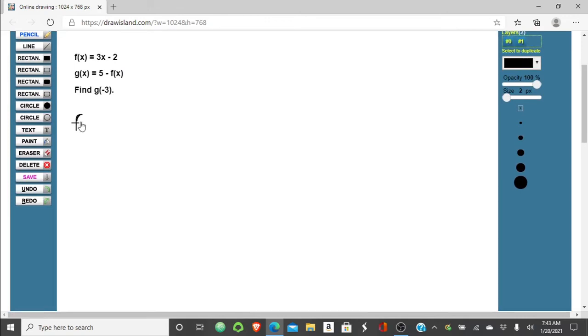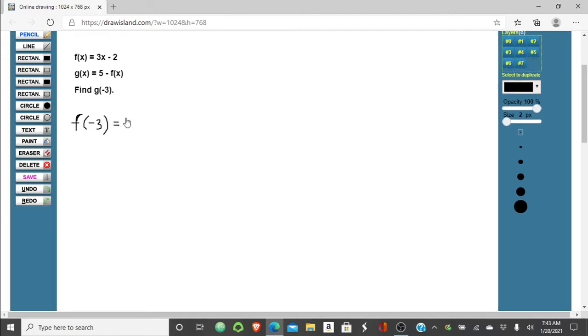So f of negative 3 is going to equal 3 times negative 3 minus 2. Well, if I work that out, 3 times negative 3 is negative 9. Negative 9 minus 2 is negative 11.